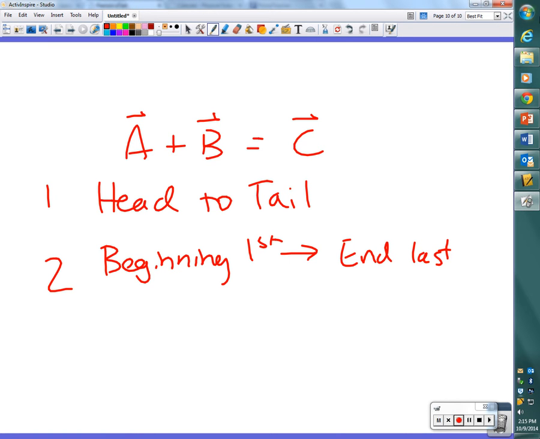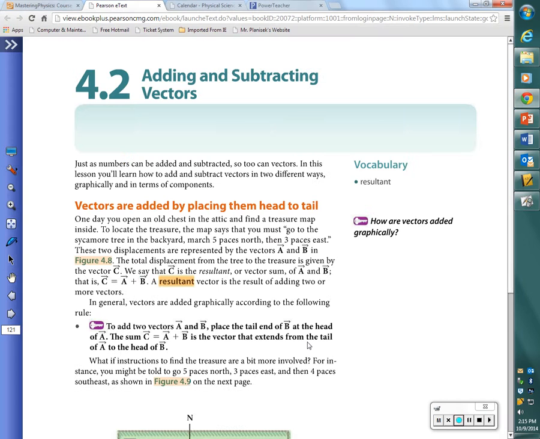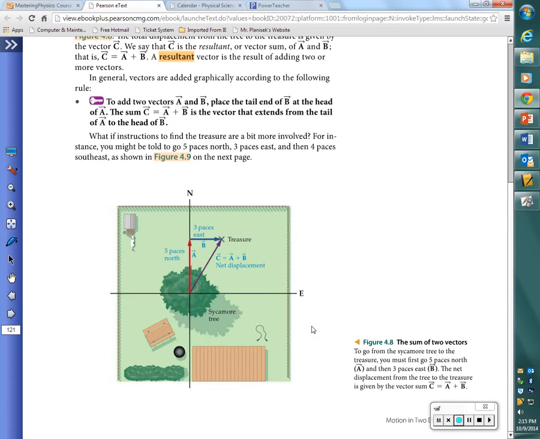And we went through a couple of examples. The first example we talked about was this treasure map. Here we have two vectors, right? 5 paces north, 3 paces east. And they're lined up tip to tail, or head to tail, however you want to call it, right? And then the purple vector drawn from the beginning of the first one to the end of the last one, representing the resultant vector. Okay? Good there.